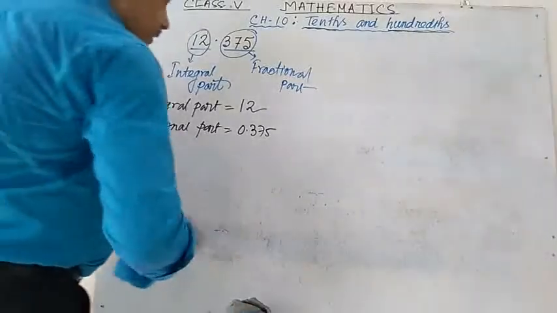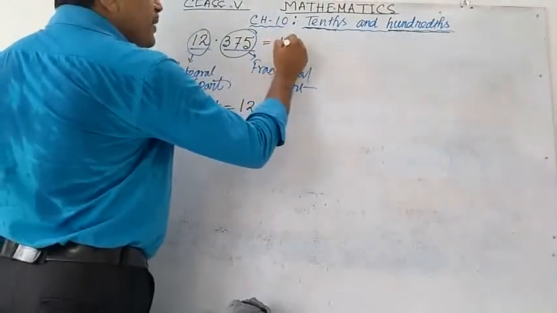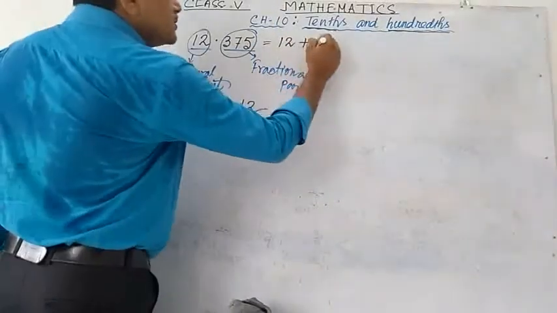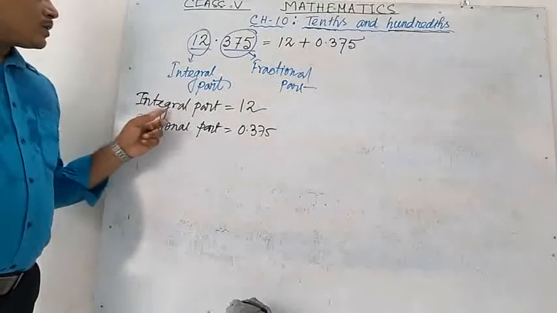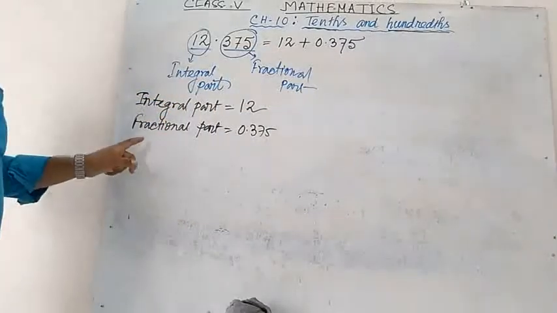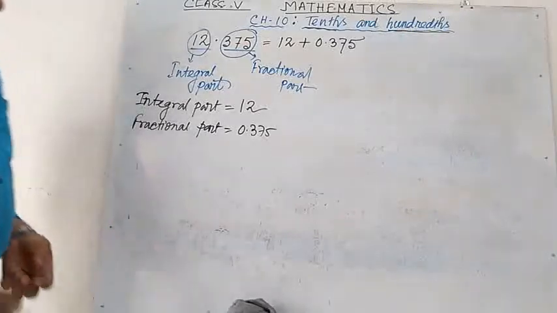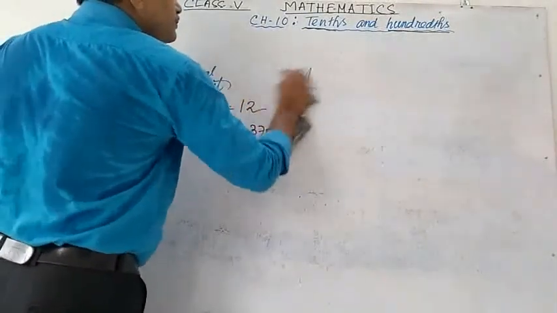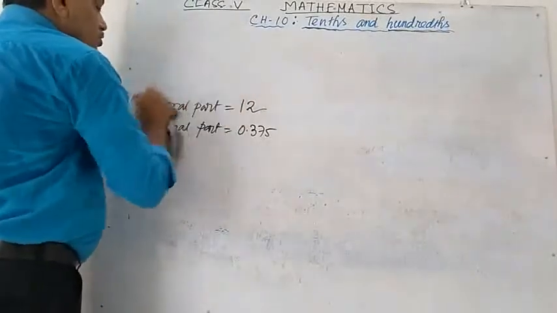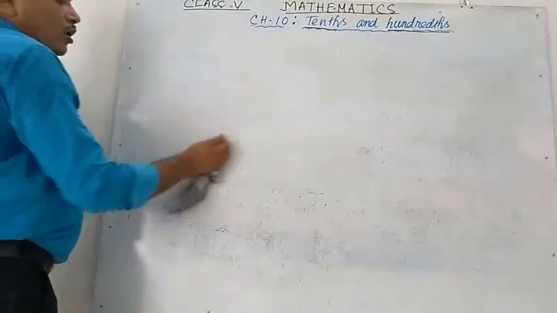0.375. Each decimal fraction, suppose here 12.375, can be expressed as 12 plus 0.375. So its integral part is 12 and the fractional part is 0.375. So it is integral part and decimal part or fractional part of a decimal number.